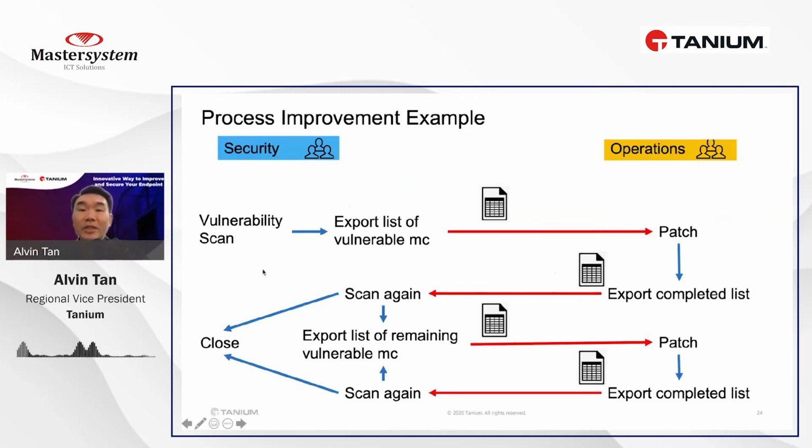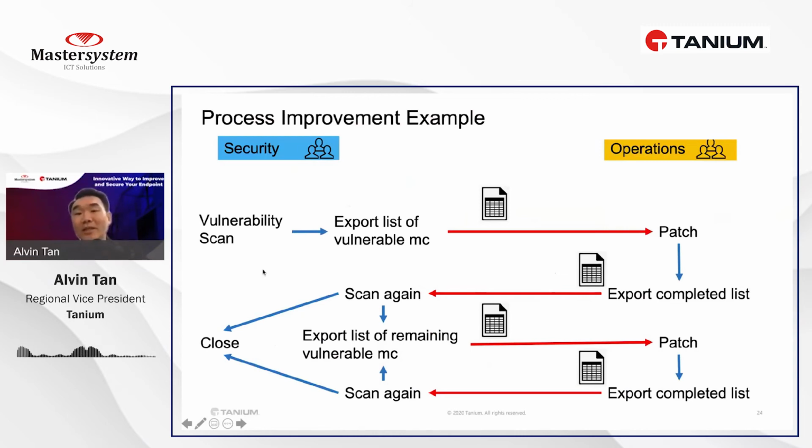team. And the security team will not trust that it's finished, so they scan again. Some will finish, so they can close those cases, but some will still be remaining because maybe the operations team forgot to reboot. And so they send another spreadsheet over to the operations team and it cycles again. Over time, they do this round a few times and then it can close.